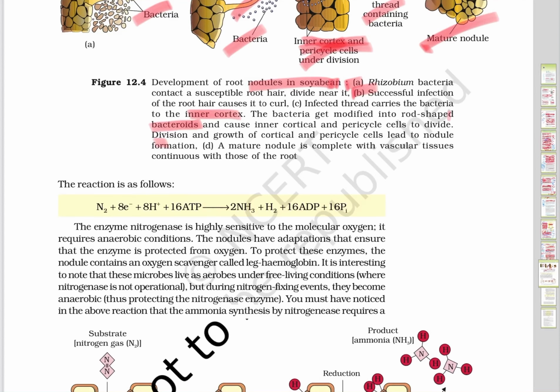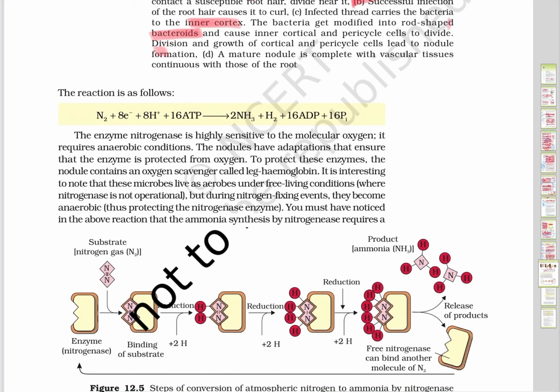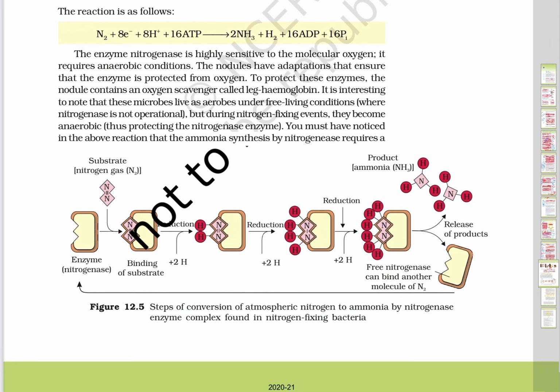And the reaction is as follows: N2 plus 8 electrons plus 16 ATP. For N2, 16 ATP is required and ammonia is produced. For 1 ammonia, the required ATP will be 8. And 16 inorganic phosphate, for the 2 NH3.